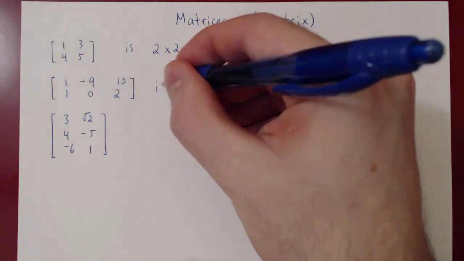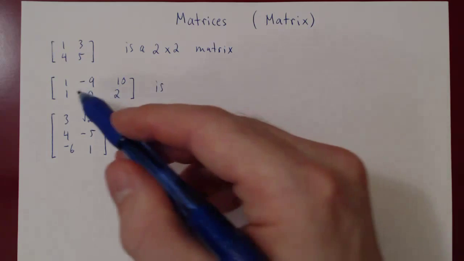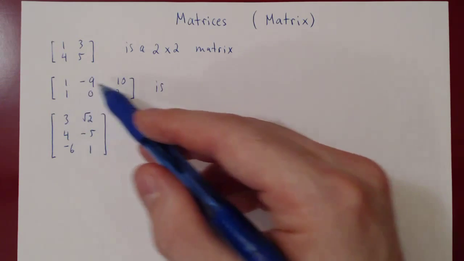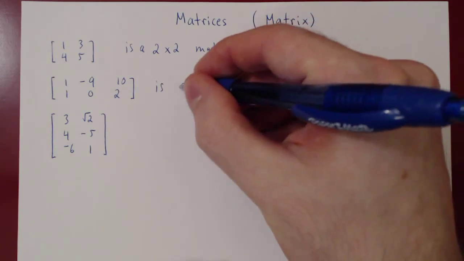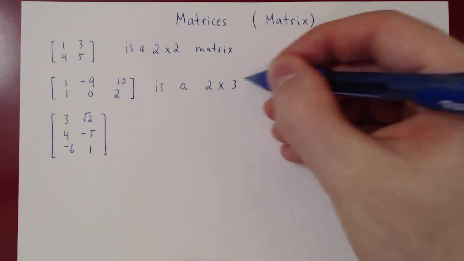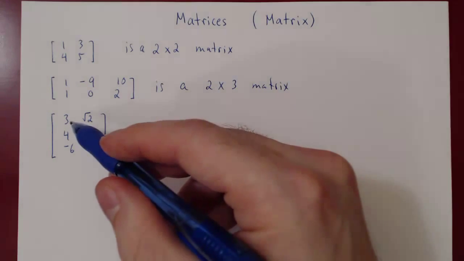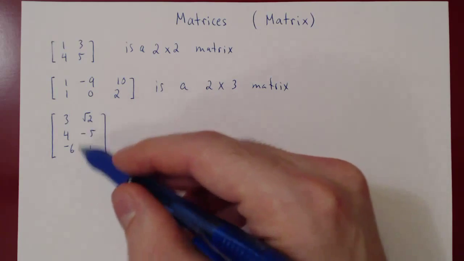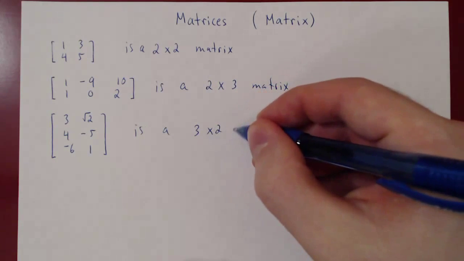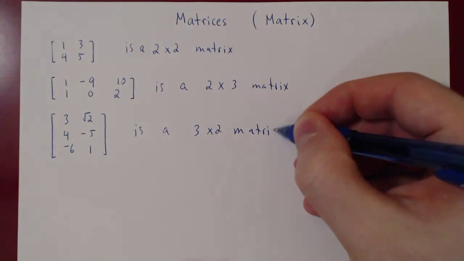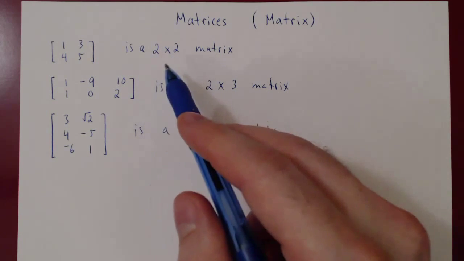Well, here is a 2 by 2 matrix. Here, the matrix consists of 2 rows, but now 3 columns. So this is a 2 by 3 matrix. And this matrix consists of 1, 2, 3 rows and 2 columns. So this is a 3 by 2 matrix. And that's it. Well, at least for the size of a matrix.